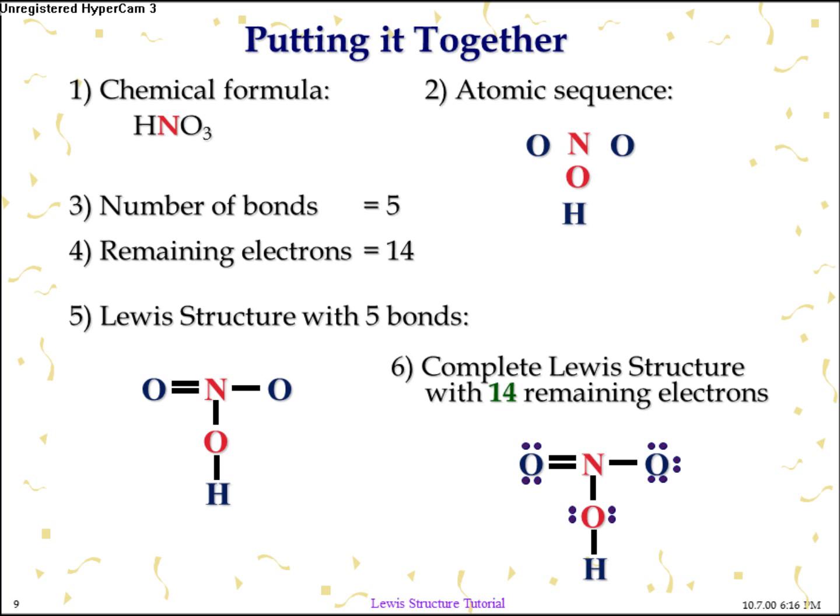Okay, so right there you see the chemical formula for HNO3, which means you have one hydrogen, one nitrogen, and three oxygens. On the atomic sequence, you see just where they're going to be placed, okay? And what you see here is that there are 5 total bonds, and that leaves room for just 14 more electrons to be dispersed.